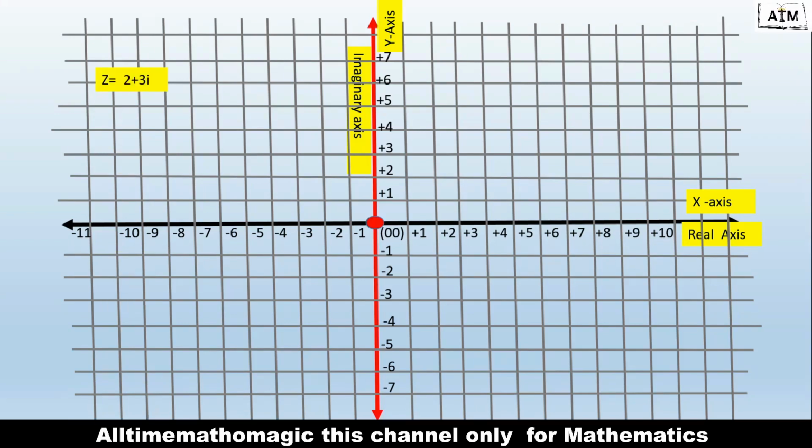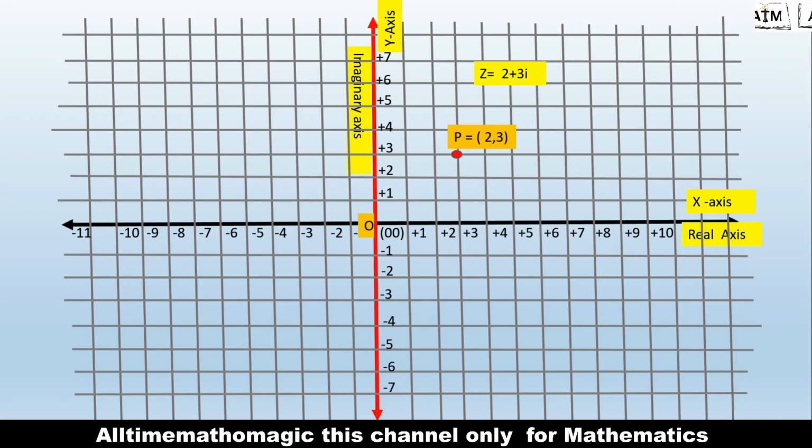Suppose we are given a complex number z equals 2 plus 3i. Then how do we plot this complex number in Argand's diagram? For that, we must move 2 units right and 3 units up. Repeat, 2 units right and 3 units up. Assume this complex number is equivalent to a point P whose coordinates are (2, 3).